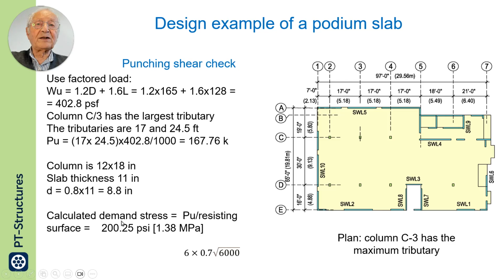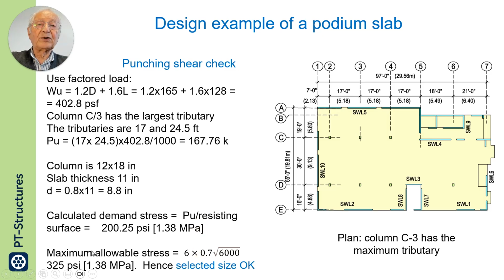So I calculate the demand stress for the first critical section, which is d over 2 around the column. And that is the demand. Allowable stress is this. I notice that the demand does not exceed the maximum allowable. So the design is amenable. It is possible to have a design.